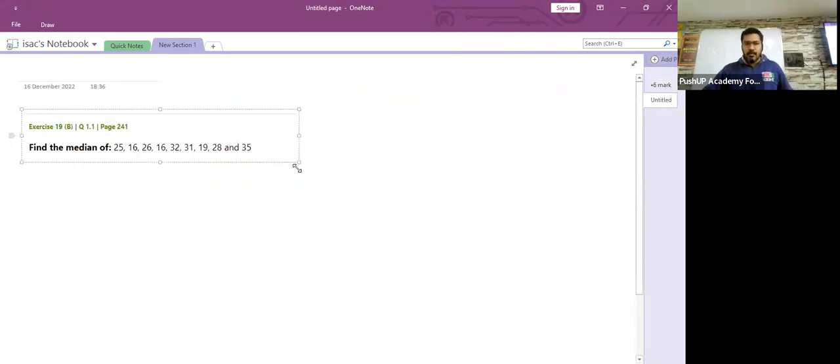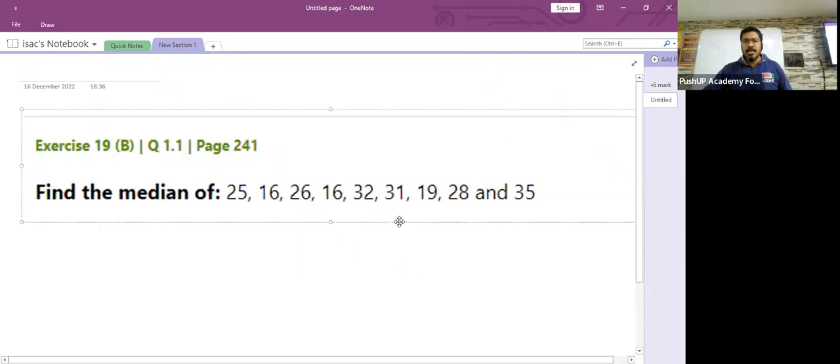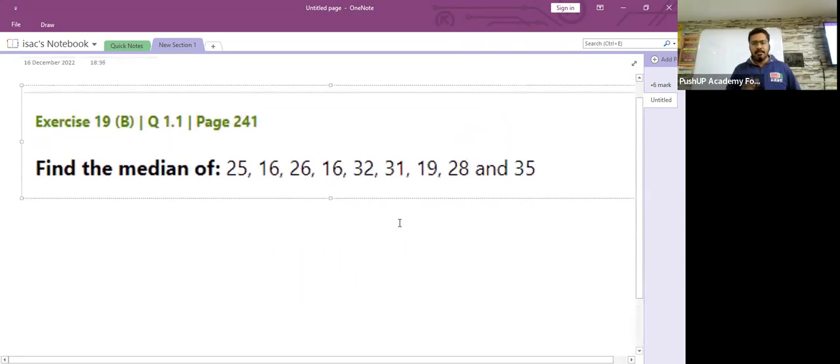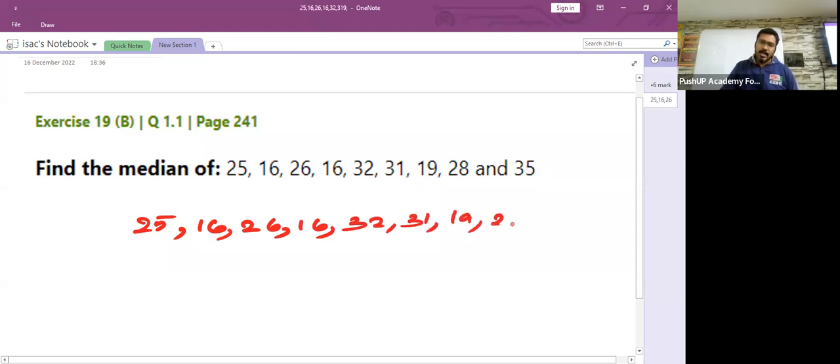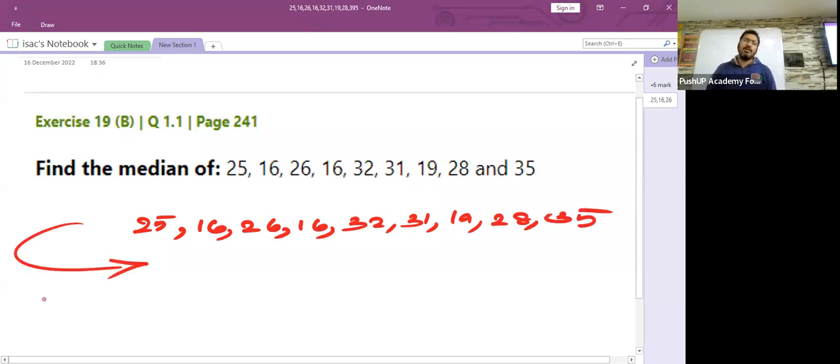What you must do is you must write the given data either in the ascending order or in the descending order. So what were the observations given to us? 25, 16, 26, 16, 32, 31, 19, 28, and then 35. I want you all to convert this into ascending order or descending order.